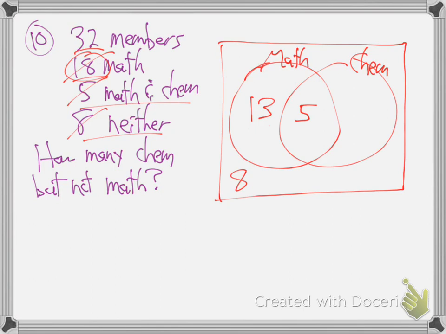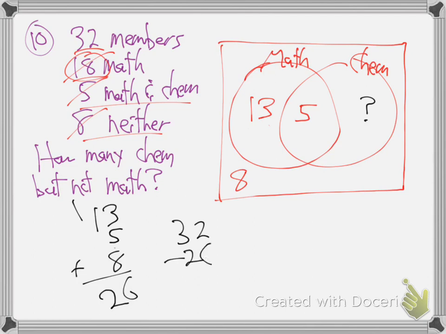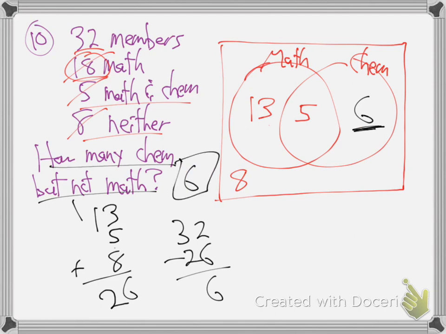So can I find this other number? How do I find it? Add them and subtract from 32. So 13, 5, and 8. If we add those up, 18, 26. Subtract from 32, that's 6. So 6 must be out here. If you add those up now, it's 32 total. How many take chem but not math? That's the 6. 6 is the answer. 6 are in the chemistry circle but not the math circle. Does that make sense? How the Venn diagram helps us do that?